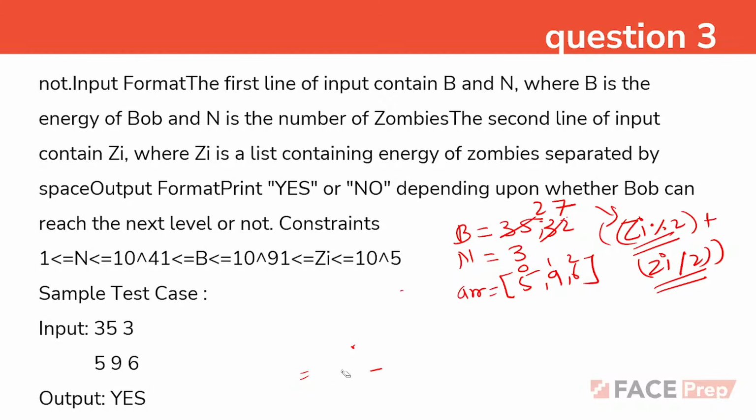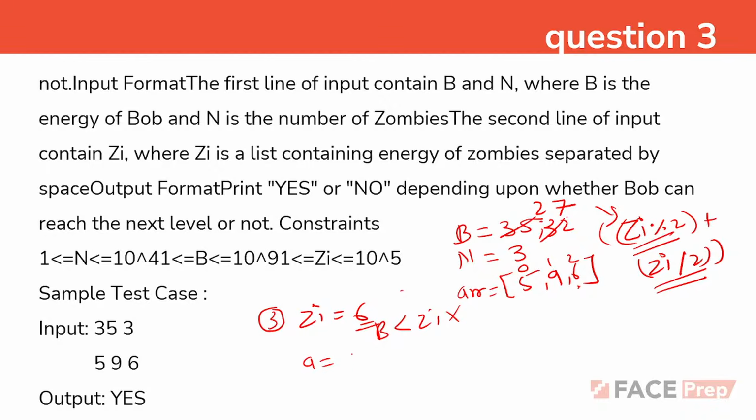We need to defend the next one over here, which is nothing but this one, 6. The third iteration, Zi equals 6, right? So again, check whether B is lesser than Zi. No, right? That means B is still greater, so we can defend this zombie.